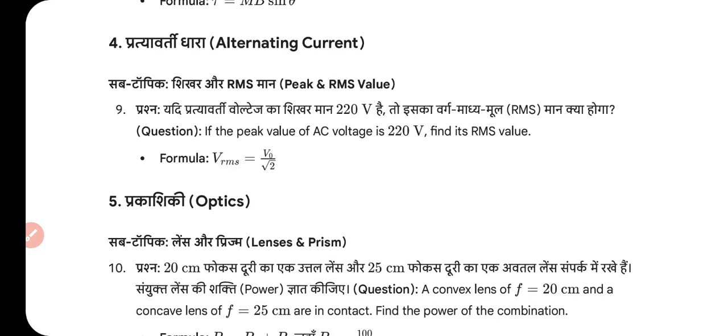RMS and peak value are very important for alternating current. Board examination expert physics panels also suggest this. All of these suggested types of question come in the exam paper. Practice all of these types of numerical questions.